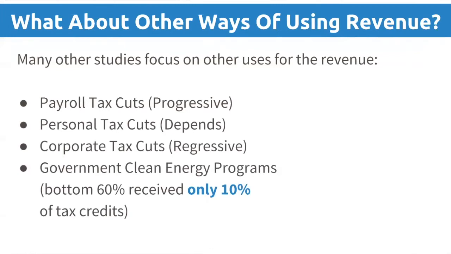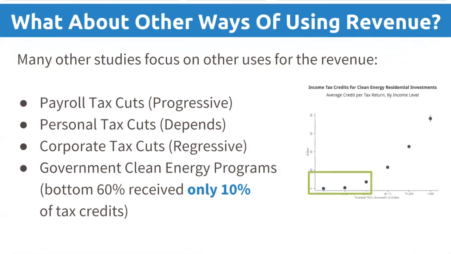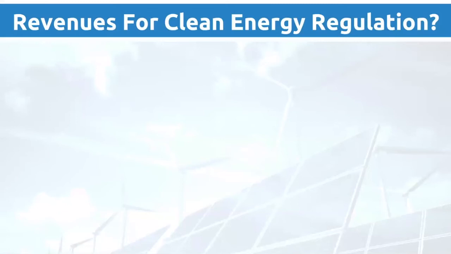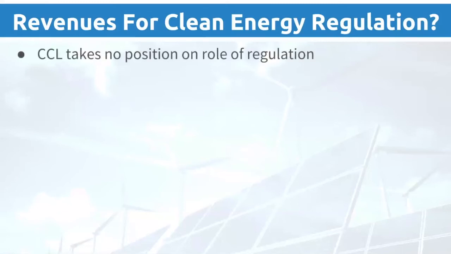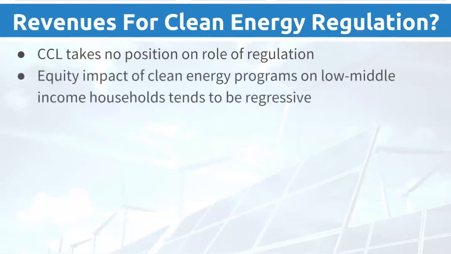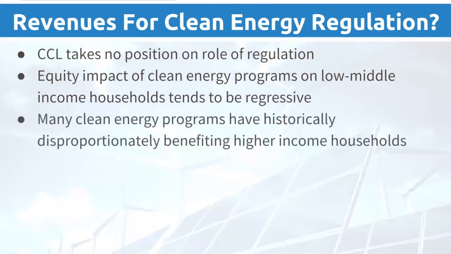Instead of a dividend, some advocate spending revenues on clean energy subsidies and programs. How about using the revenues for clean energy subsidies and investments? CCL takes no position on the role of regulation, whether expand, modify, or reduce. It's important to note the likely equity impact if revenues are used for clean energy subsidies and programs instead of a household dividend. The benefits of clean energy programs have gone disproportionately to higher income households.